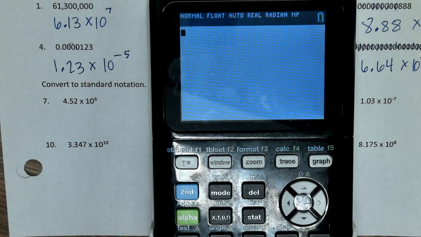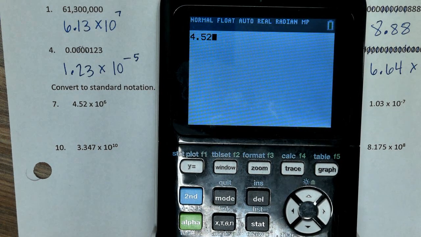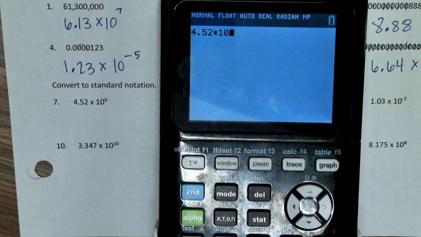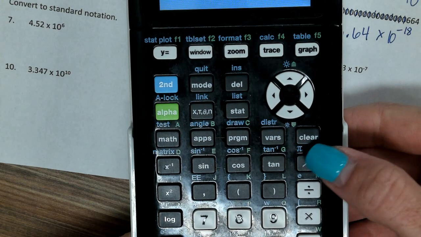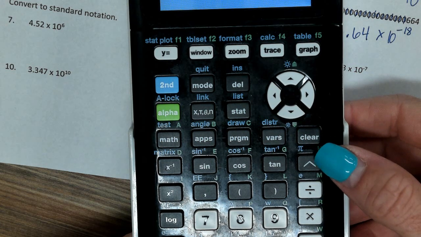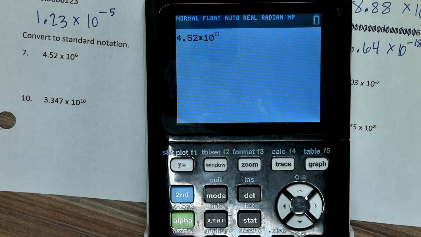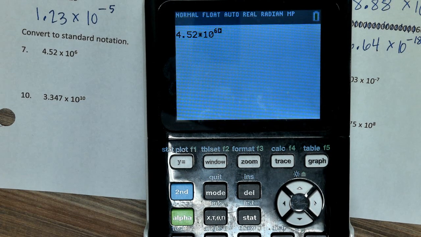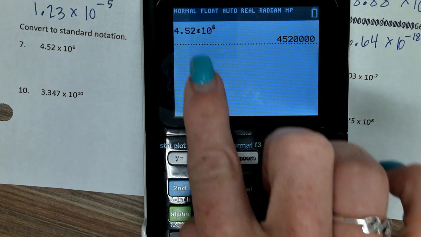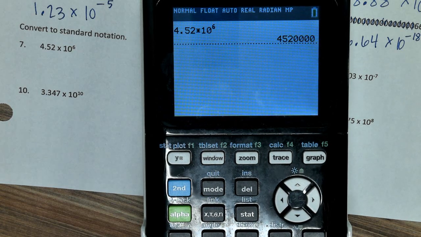So everybody type in 4.52 times 10. How do I get to the exponent? Everybody look. The little caret button. Y'all see it? Hit caret, it pushes you up to the exponent. Put your exponent in, hit enter. Did this one go from scientific back to normal? So all I have to do is write my answer.